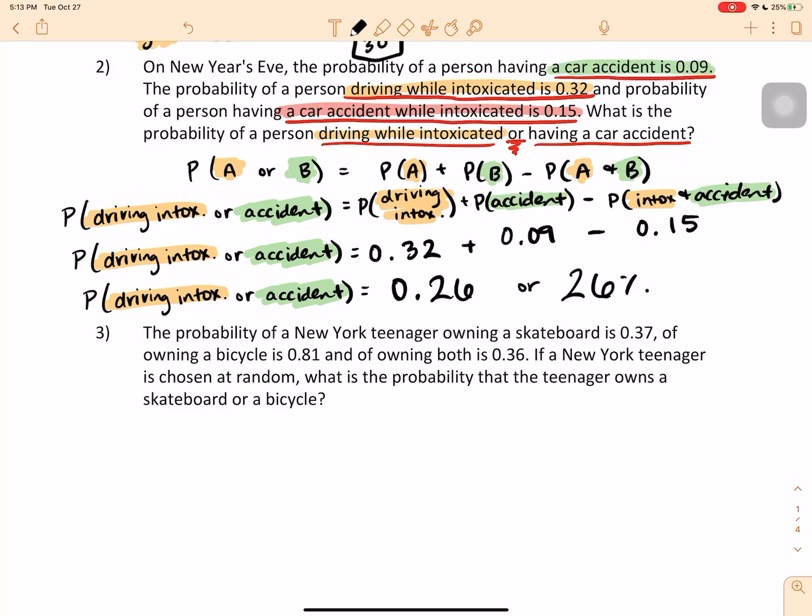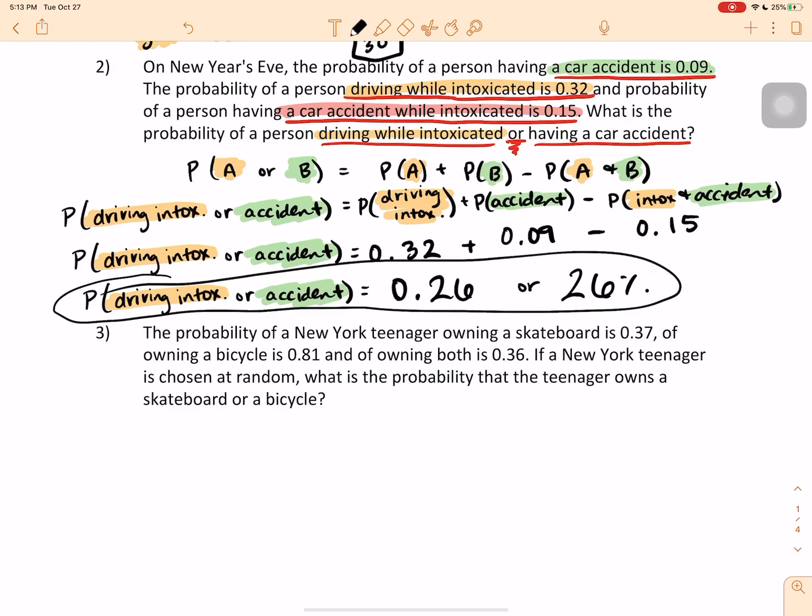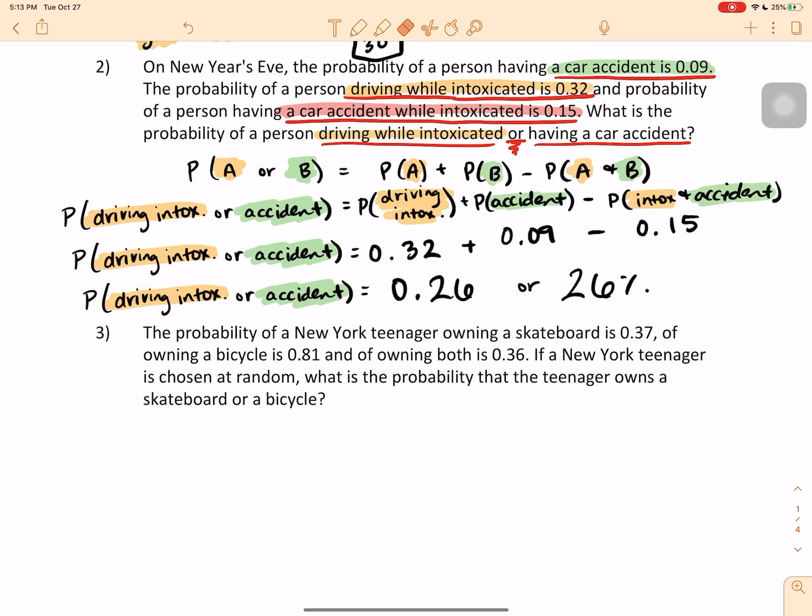That's a pretty high percentage, and that's really sad. So there's a 26% chance, according to this data, that somebody on New Year's Eve night will either be driving intoxicated or will be getting into a car accident. That's quite the bummer, but those are the numbers for this problem. So that would be your answer.